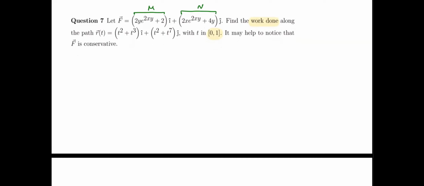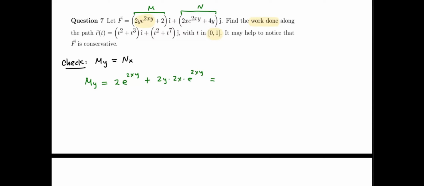You want to check the following for a conservative field: if you take the partial of M with respect to Y, this should equal the partial of N with respect to X. So let's check that. Partial of M with respect to Y. We're only going to differentiate this part because the other doesn't have a Y. Product rule here. Differentiate that with respect to Y, you get 2e to the 2xy, plus 2y times 2x e to the 2xy.